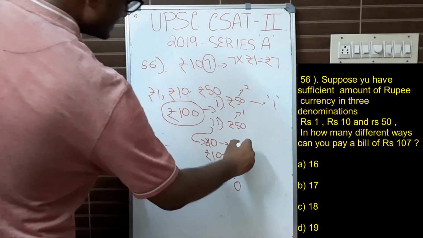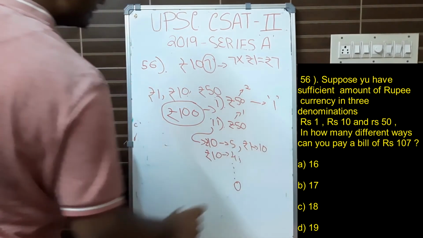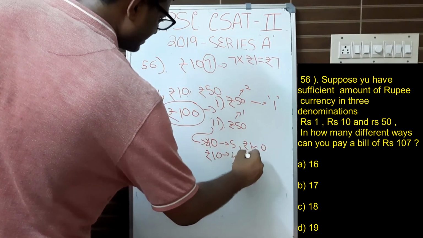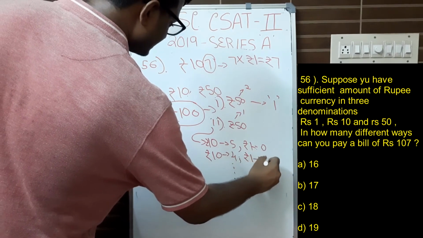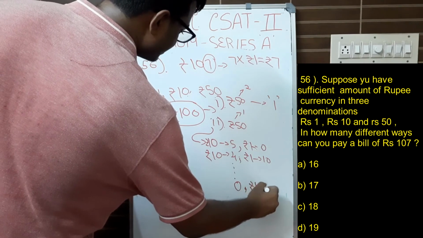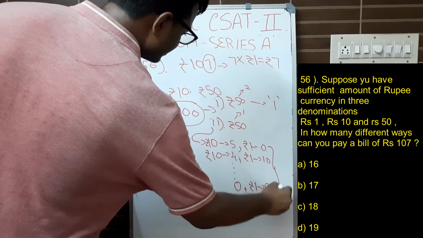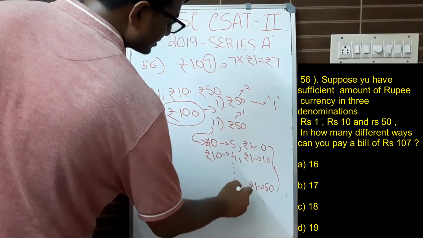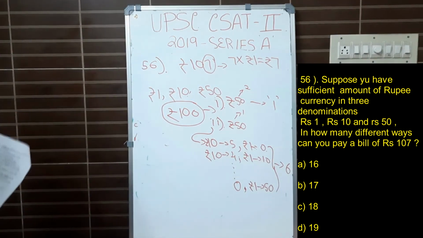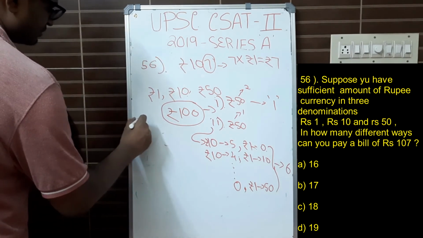When you utilize rupees 10 5 times, you will be utilizing rupees 1 0 times. And when you are utilizing rupees 10 4 times, you will be utilizing rupees 1 10 times. And when you are utilizing rupees 10 0 times, you will be utilizing rupees 1 50 times because you have to reach 50. So 1, 2, 3, 4, 5, 6 possibilities you will get from 0 to 50 because it starts from 0, not from 1. So remember that. And you will get 6 possibilities when you are using rupees 50 once. Assume you are not using rupees 50 at all.